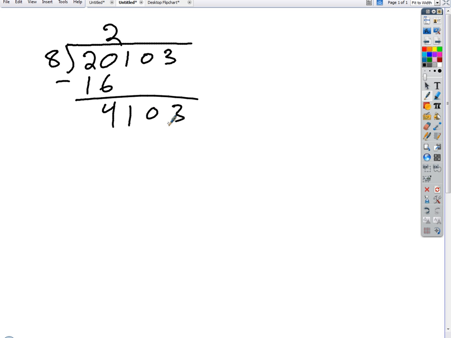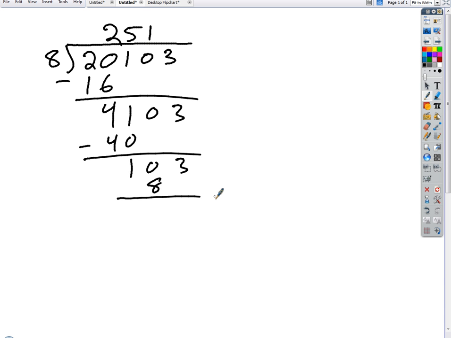8 goes into 41 5 times. And I distribute, and I get 40. And I subtract again. 1. I bring down the 3. Does 8 go into 13? Yes. Once. So I get 8. I subtract. 5, bring down the 2. 2 times 8 is 16.